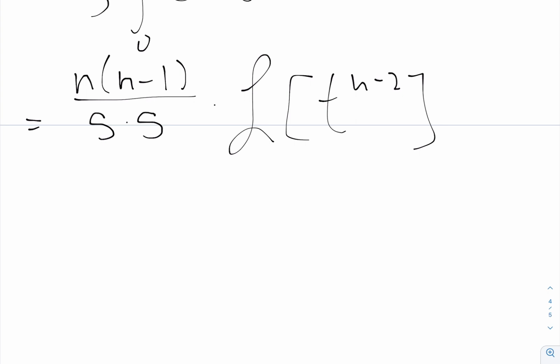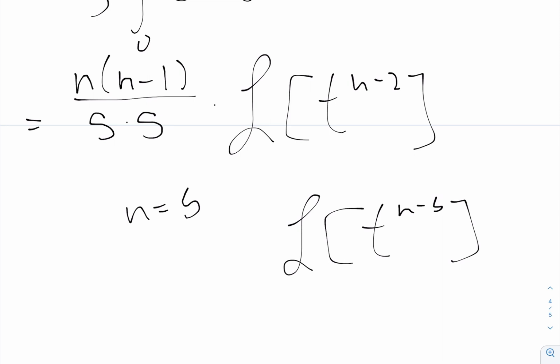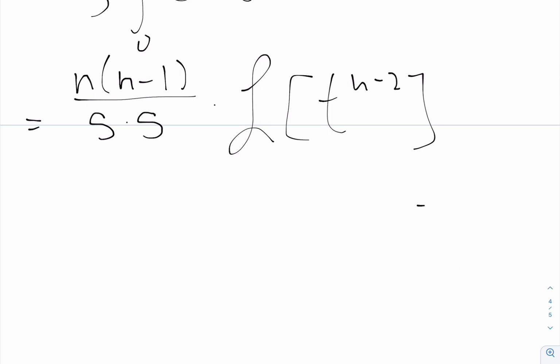Because eventually, say your n equals 5, you would keep going until you got the Laplace transform of t to the n minus 5, and that's where you'd stop, because you'd get t to the power of 0, and once you got that, it would just be 1. So you'll notice there's a bit of a pattern here. This n times n minus 1, if we kept doing this, it would be n minus 2, n minus 3, and that's factorial. So the Laplace transform of t to the n is equal to n factorial over s to the n, because however many times we take the Laplace transform, that's how many s's we have.